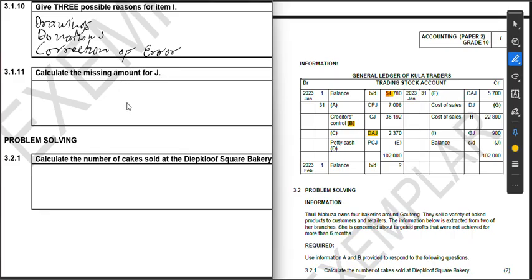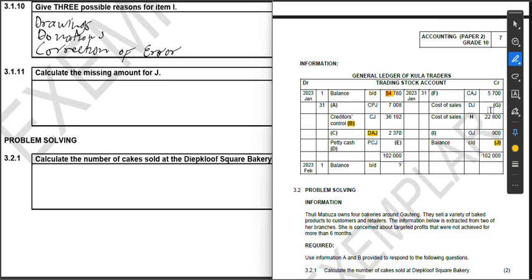Now let us continue to the next question. It says here, calculate the missing amount for J. Now when you look at J, here is J. How will we calculate the missing amount for J? Very easy. What we do now, we do the inverse. Same thing that we did this side, but we do it this side. So we've got the balancing figure here, and then we're going to subtract everything backwards.